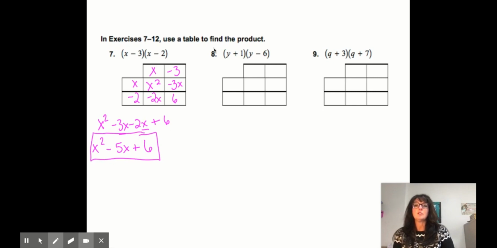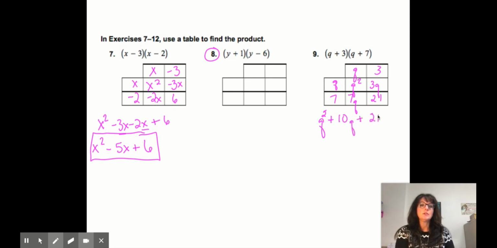All right. So I want you to do number 8, fill out this table, and then go ahead and simplify. Number 9, the q and the 3 and the q and the 7. So q squared, 3q, 7q, and 21. So I have my, remember, descending order of the variable. I want to put the highest degree term first. 7 plus 3 is 10q, and then plus 21. So I went ahead, instead of writing every term in the box and doing it like this, I just simplified it as I wrote it out.